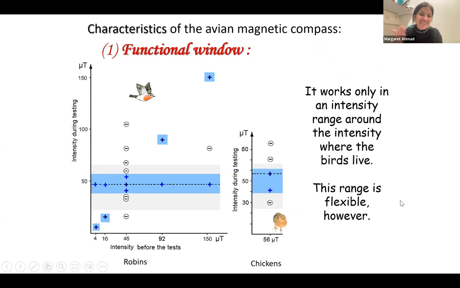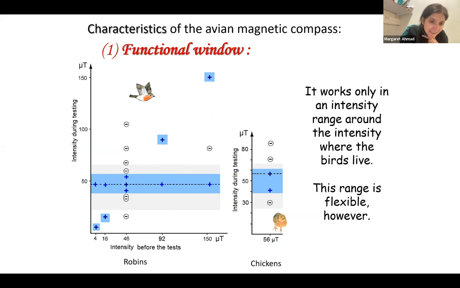Next slide. So now, because of this very beautiful, elegant, and mostly clear assay for magnetic field, it was possible to determine some of the unique characteristics of the avian magnetic compass. And one of these is that it has a functional window. So what is a functional window? If you look at the graph on the left with the bird flying there, and you look on the x-axis, you see the intensity before the test. These are the magnetic field intensities.